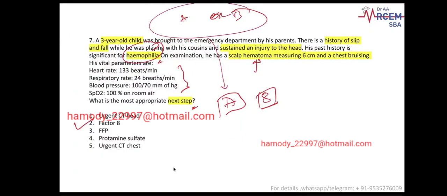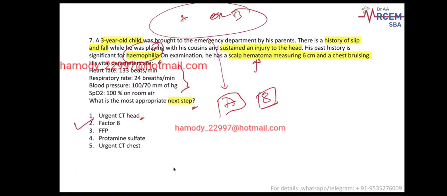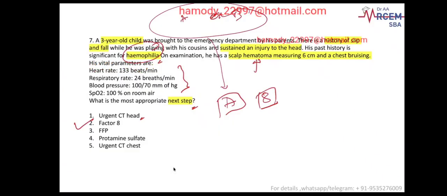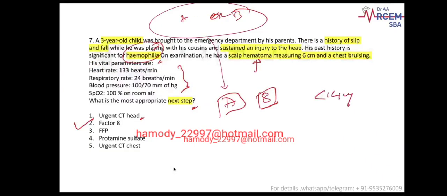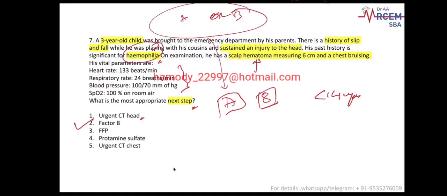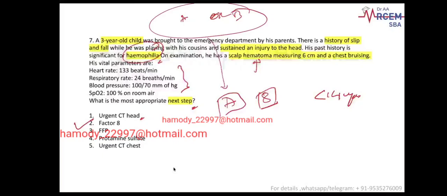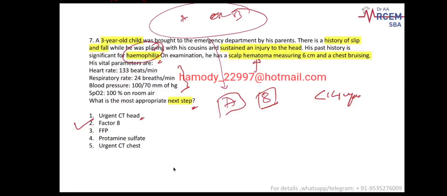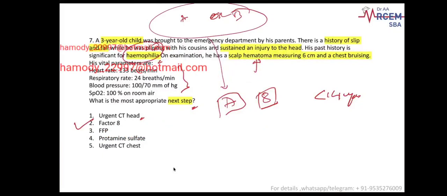The next question is, why not get an urgent CT scan done? Urgent CT scan is usually advised if the GCS is less than 14 on initial assessment in a child of more than 1 year old. That is not the scenario here, so it doesn't require an immediate CT scan in this individual.